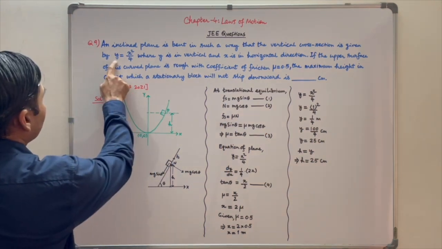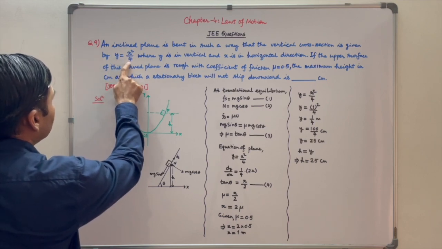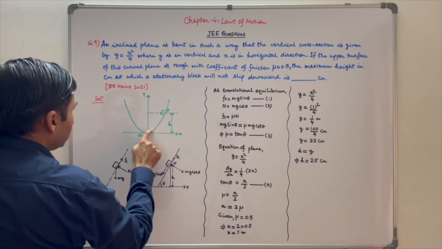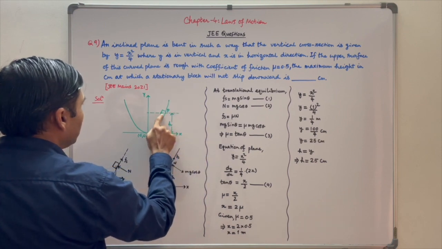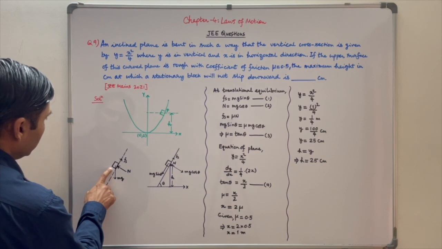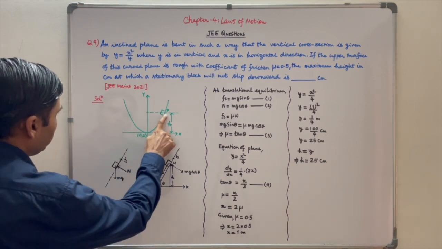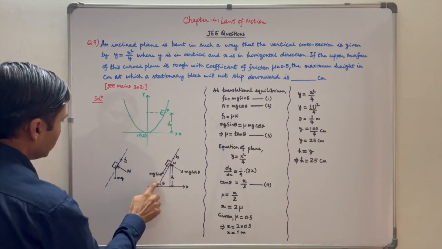We know that y is equal to x square by 4 is the equation of parabola. So this plane is parabolic. Its inner surface is rough. We have to find out maximum height at which a block is kept so that it doesn't slip downwards. This is FBD of the block. This line is tangent at point P. Let's say tangent makes an angle theta with the positive x-axis.